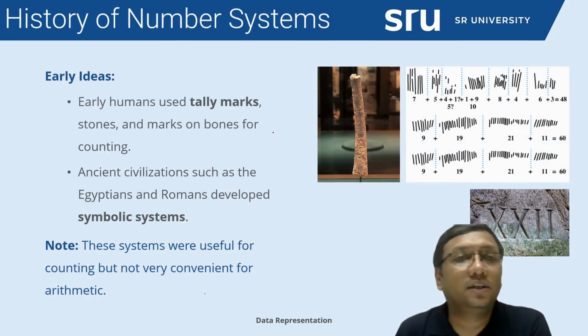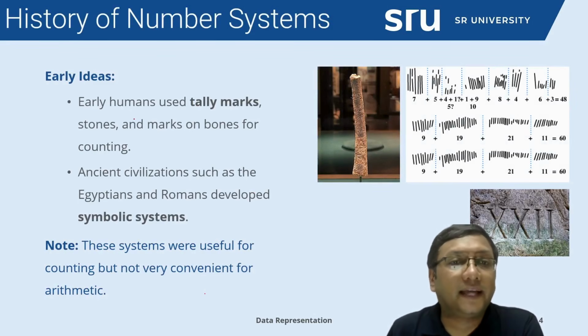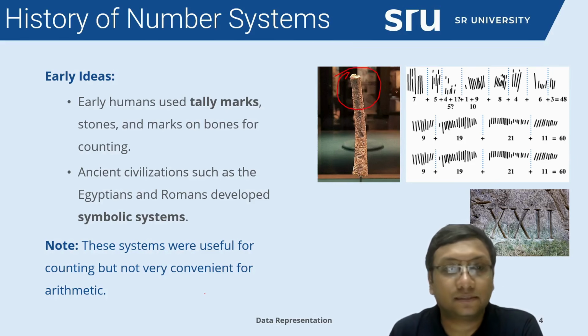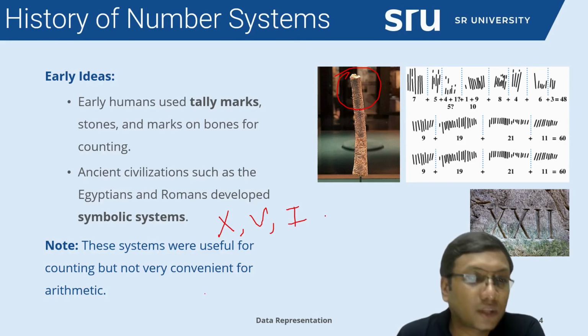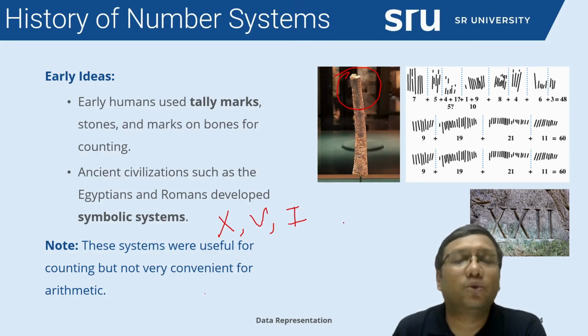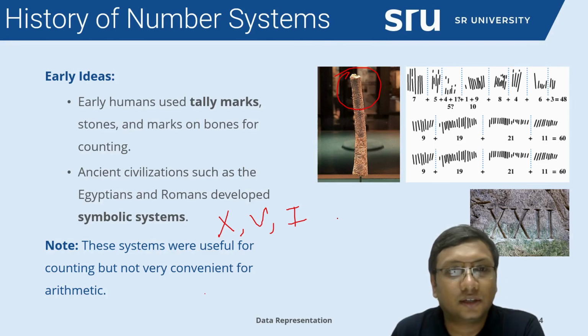So where did the journey of number systems begin? In ancient times, early humans used tally marks, sometimes on bones, sometimes on stones, and they used to count the lines. Ancient civilizations such as the Egyptians and Romans developed somewhat more modern symbolic systems, where letters such as X, V, I are used to represent numbers. However, these systems were useful for counting but not so convenient for arithmetic.